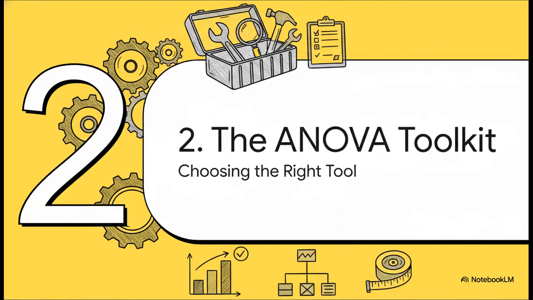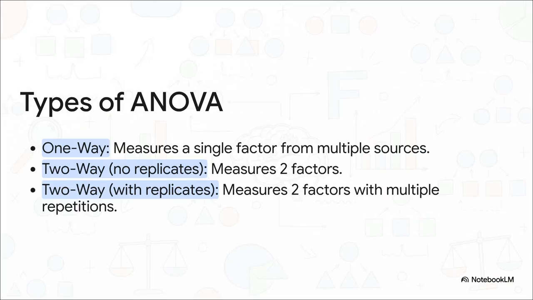Okay, so now that we know why we need it, let's open up the toolkit. See, just like a good consultant has a framework for every problem, a good analyst has different types of ANOVA for different scenarios. It's all about choosing the right tool for the job. So you've basically got 3 main tools in the kit here.